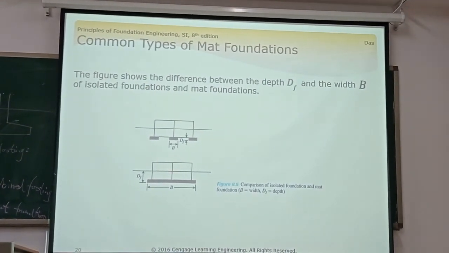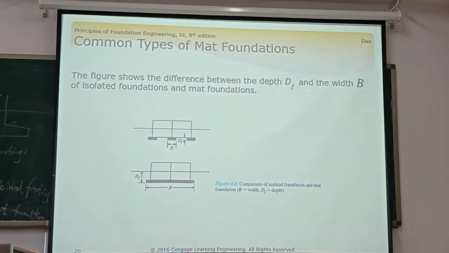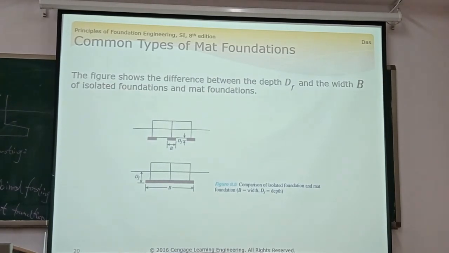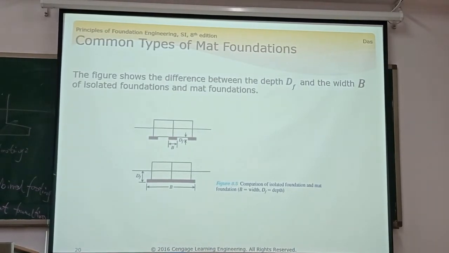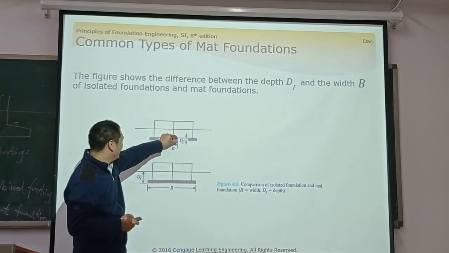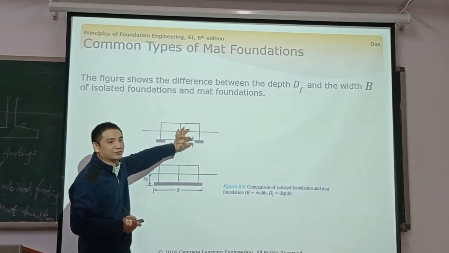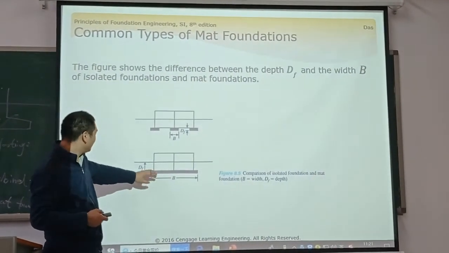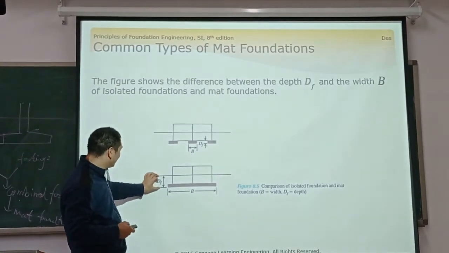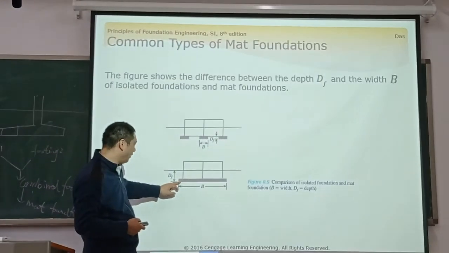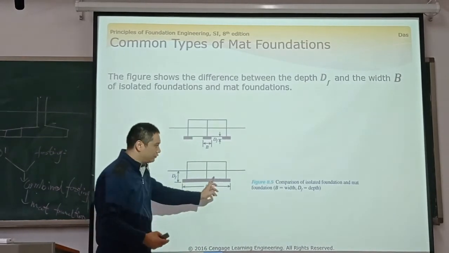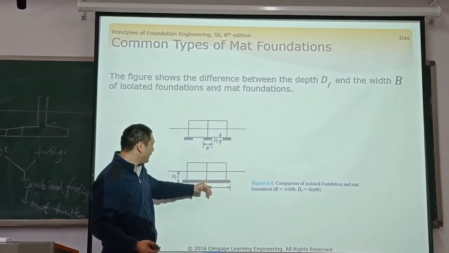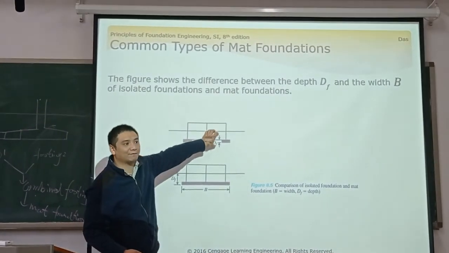As you can see, this figure shows the difference between the depth DF and the width B of the footing foundation and the mat foundation. So this is the B. B is the width of the footing. This is for the footing. So the footing depth is this depth. But for the mat foundation, this is the ground line. So the depth of the foundation is from the surface to the bottom of the mat foundation. And the width of the mat foundation is from this side to this side. So the width is bigger than the footing. The depth is bigger than this one.